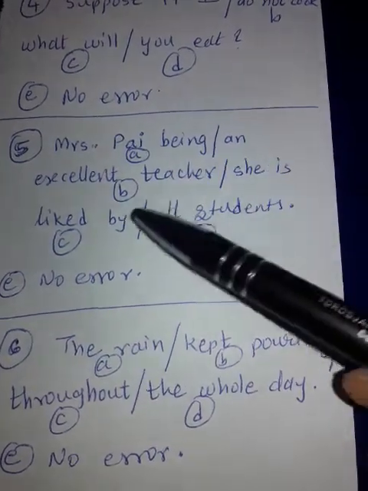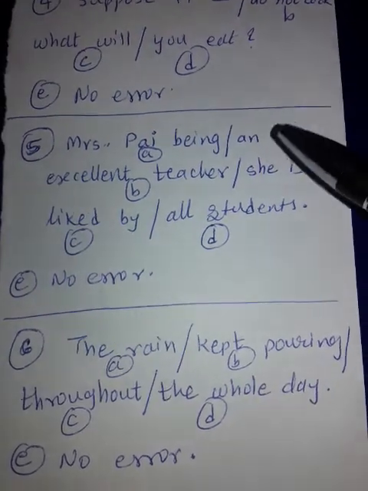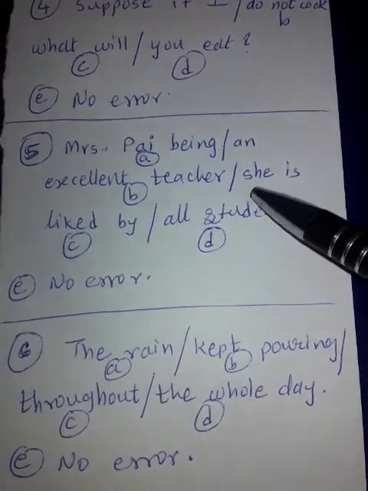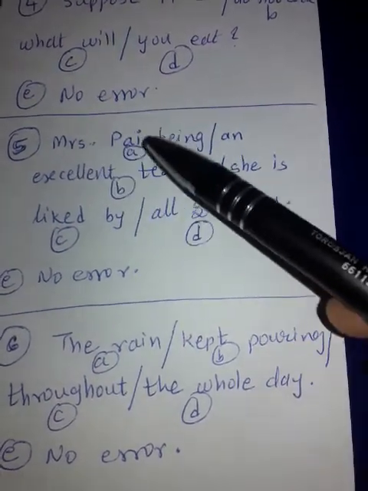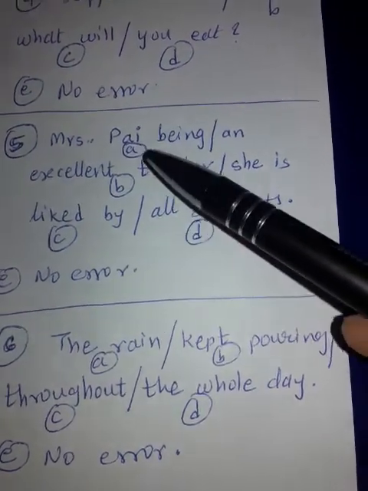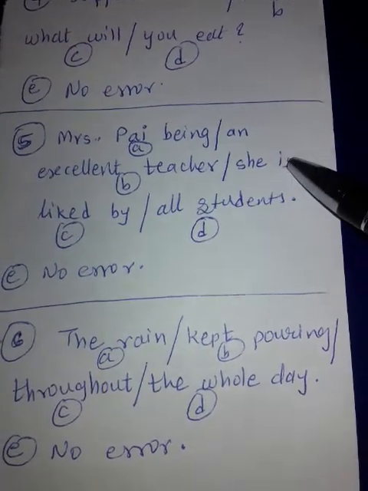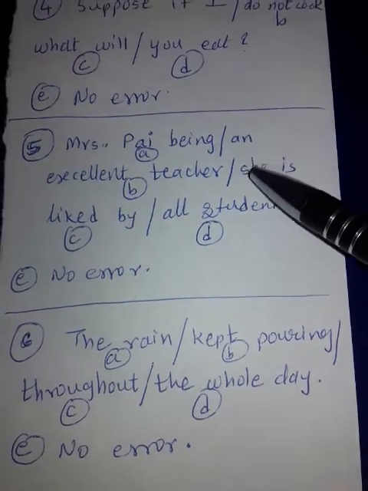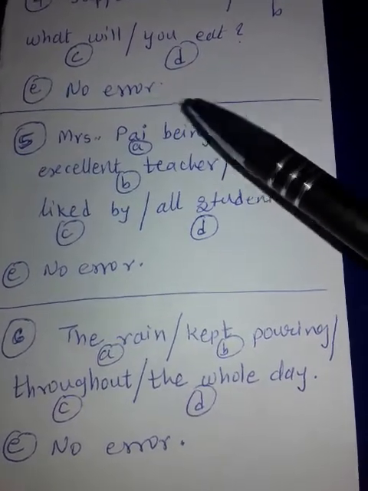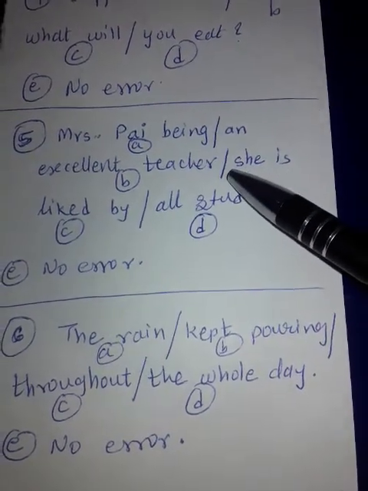Mrs. Pai, being an excellent teacher, she is liked by all students. Look at part C. She is liked. Now here we are talking about this lady, Mrs. Pai. Mrs. Pai, being an excellent teacher, is liked by all students. This word "she" is not at all required here. We are using a noun here, so the pronoun is not required.